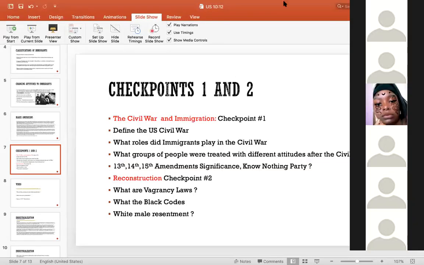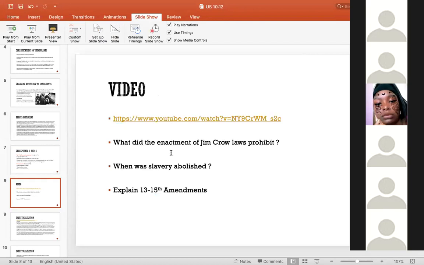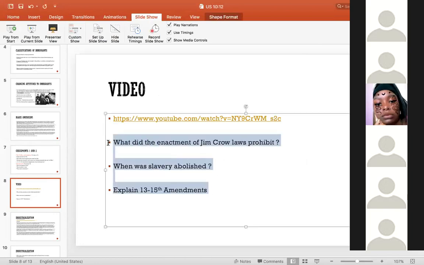So let's go back to our PowerPoint. So that's the main two things. If you do your checkpoint number 1 and checkpoint number 2, you're putting yourself in a really good position to be caught up, okay? So we are going to watch a video now about post-Reconstruction. And there's 3 questions there. If you have a phone, you can take a picture of it, or you can write it down, or do you want me to cut and paste it and put it into the chat box? Which would be the best way? Chat box.